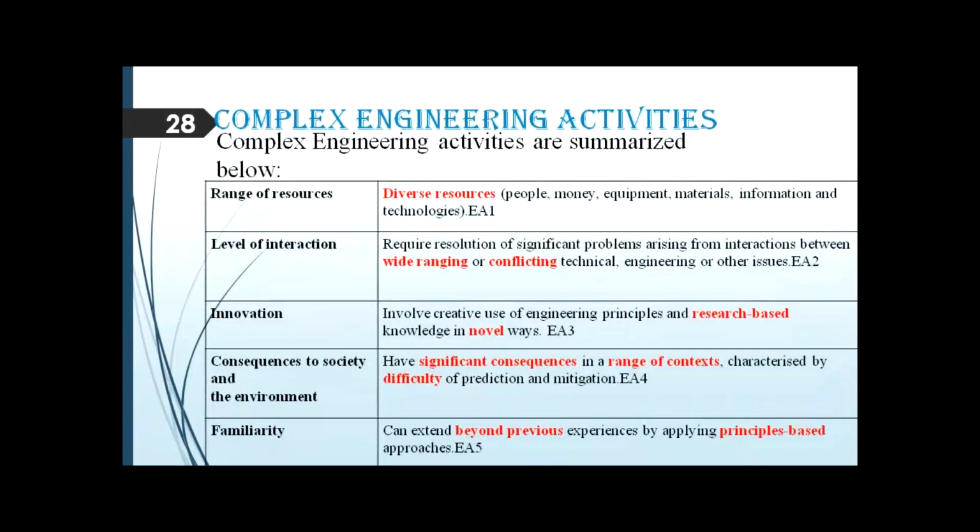Okay, then complex engineering activities are summarized for the range of resources, the diverse resources: how the people are being utilized, how the money is being utilized, what equipment is supposed to be utilized, how the materials are being utilized, and for sure information technologies. Level of interaction: what is the interaction between various components of the system, how are we going to understand the relation between components, what is the correlation between them, what is the covariance between the two variables involved, whether the variables are random variables or deterministic variables. And then innovation involves the creative usage of engineering principles and research-based knowledge, and novel-based.